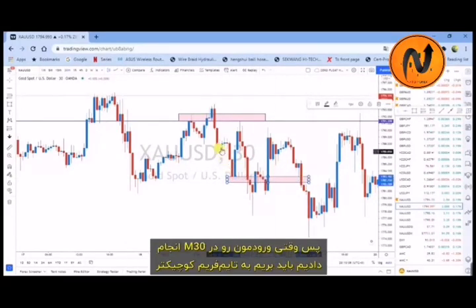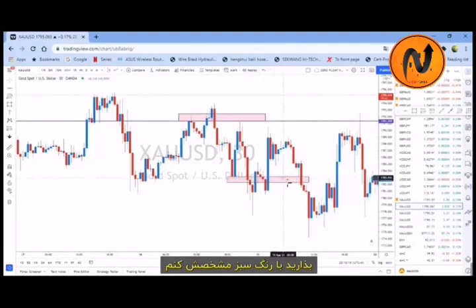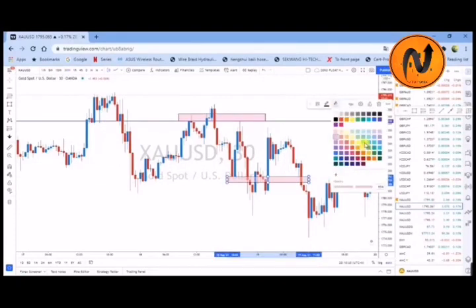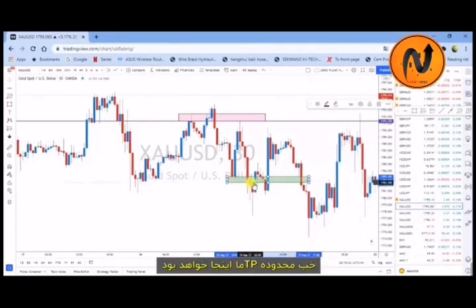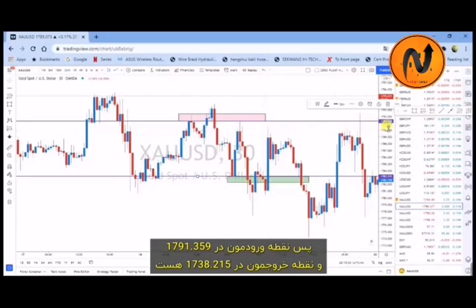So once we have entry at the M30, now we need to shift to the lower time frame. Now once we have marked our take profit, let me mark this as green color. Okay, our take profit area will be here. So our entry point will be 1791.359 and our exit area will be 1783.215.